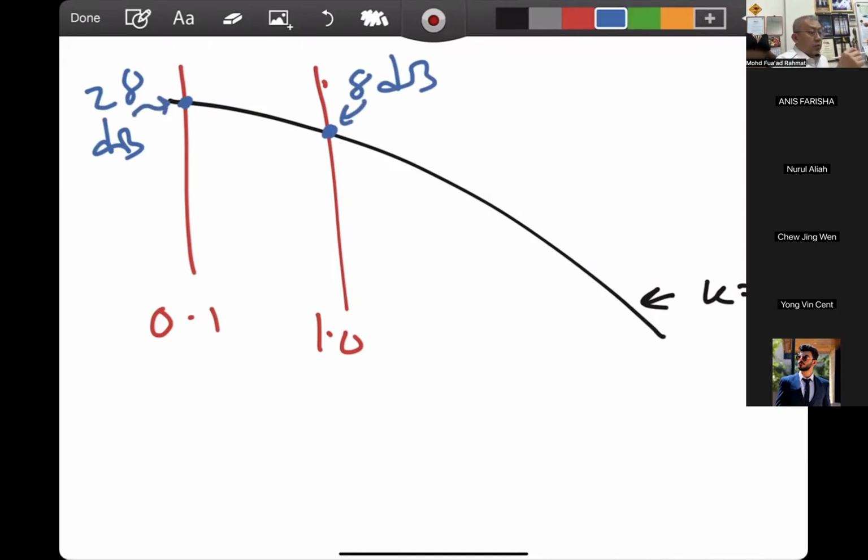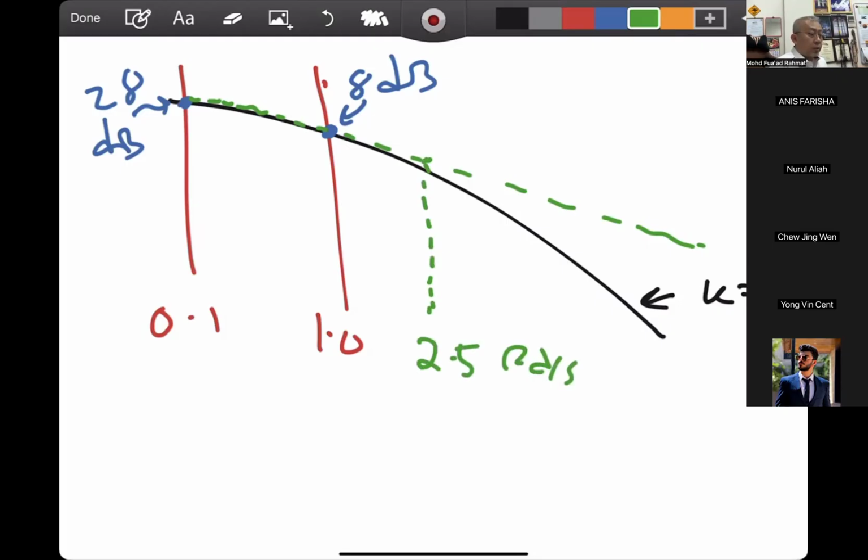Okay. And then the kV occurs here, at 2.5 radian per second, which is equal to kV.